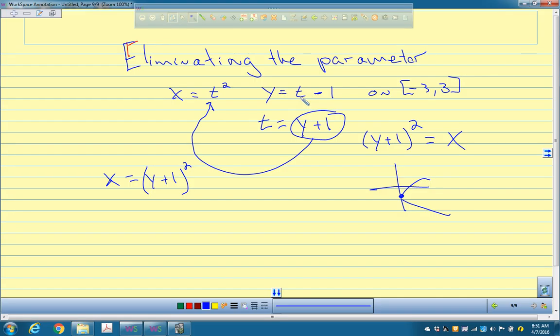X only goes from 0 to 9. Let's not worry about restricting. So this is when I eliminate the parameter, this is the equation. Okay? All right, moving on. There's a harder one, but I'll let you deal with that for homework. Okay?